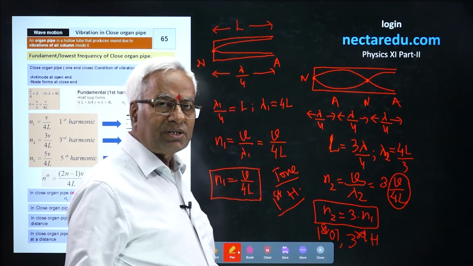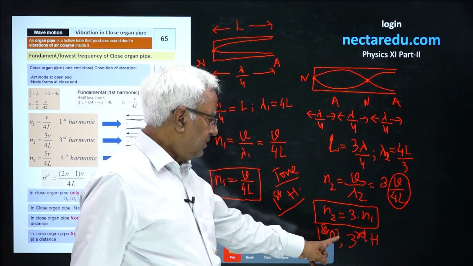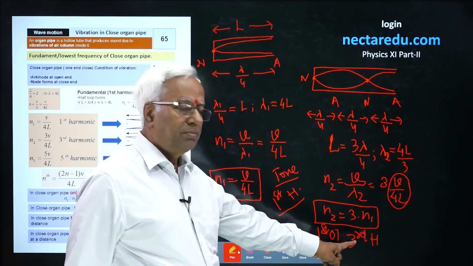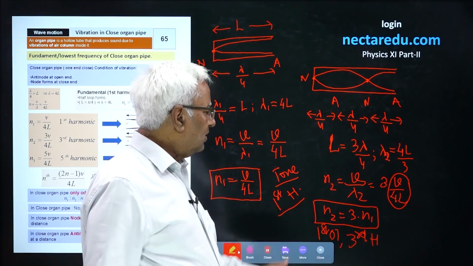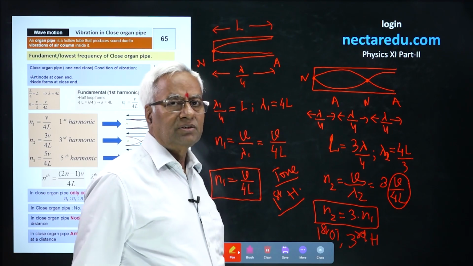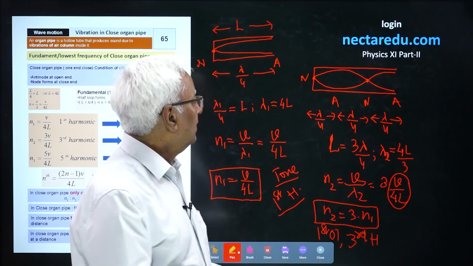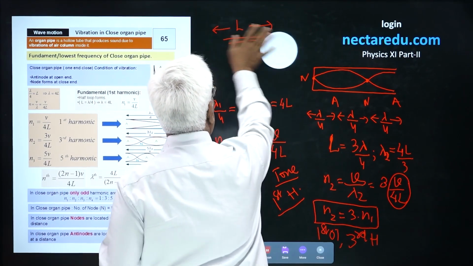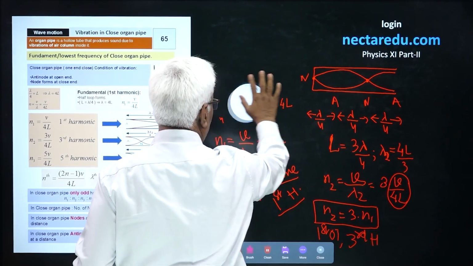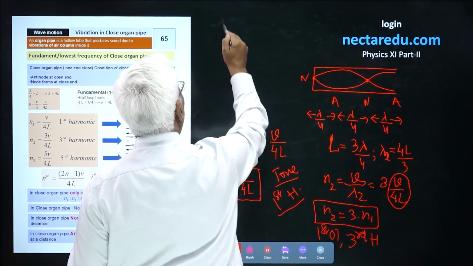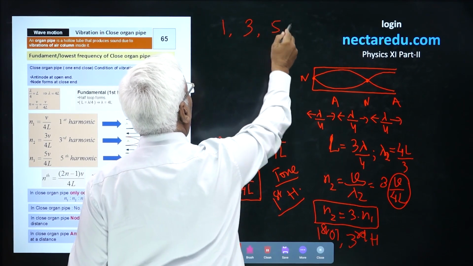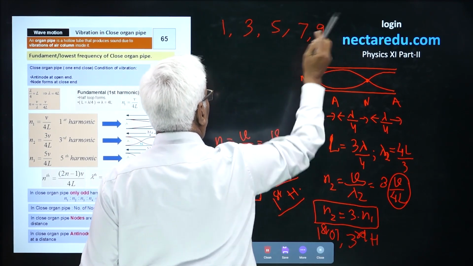What is interesting to note here is that the second harmonic is missing, and likewise if we proceed further, we will find the fourth harmonic will also be missing. So let us conclude that only the odd harmonics are available here. Odd means 1, 3, 5, 7, 9 and so on.